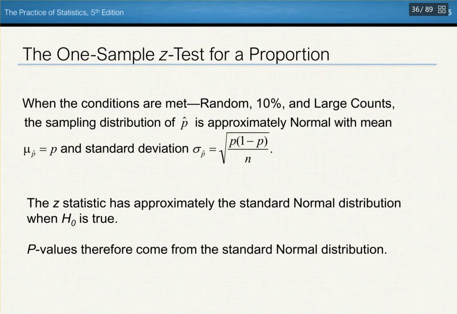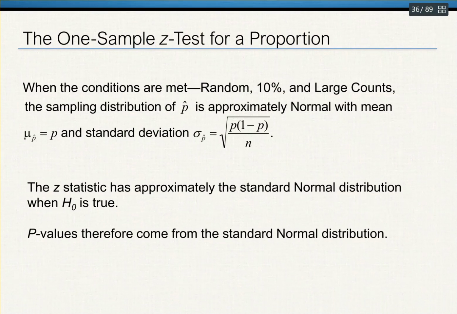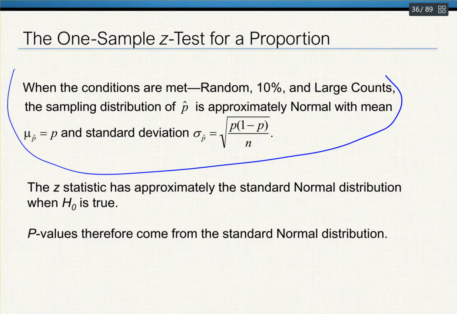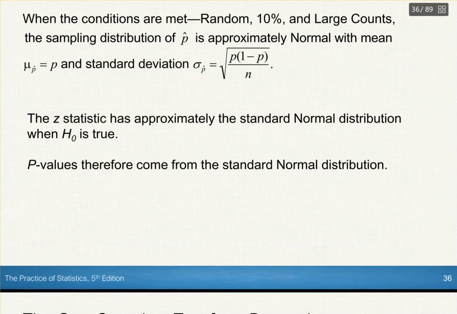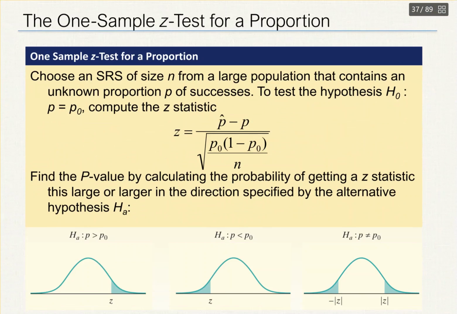All right. So when the conditions are met, the sampling distribution of p hat is approximately normal with mean. This is all stuff that we talked about in chapter 8. The z-statistic has approximately the standard normal distribution when H naught is true. So again, that's H naught, the null hypothesis. P-values therefore come from the standard normal distribution. Again, it's all stuff that we just did.